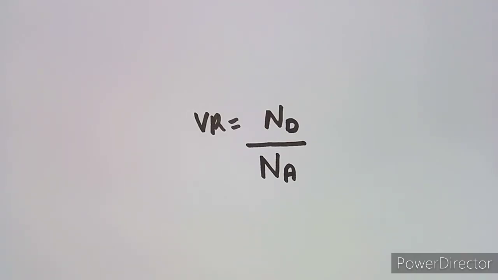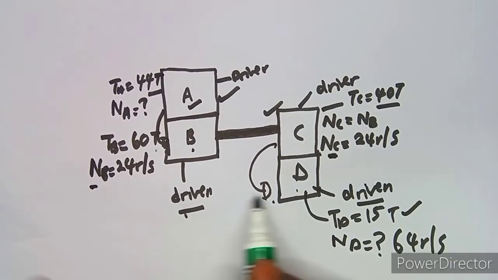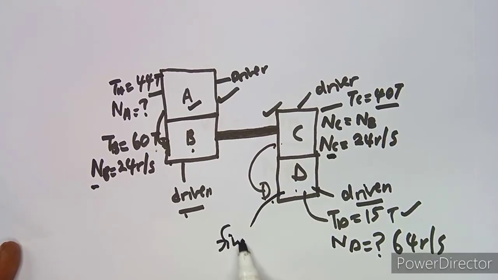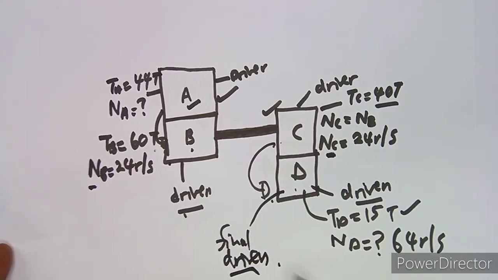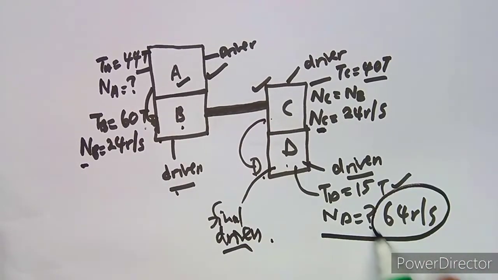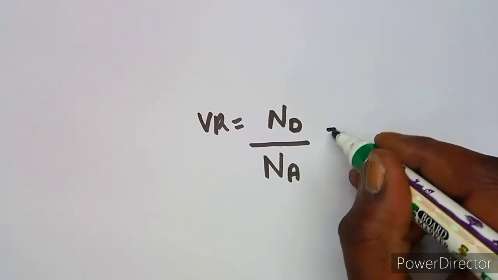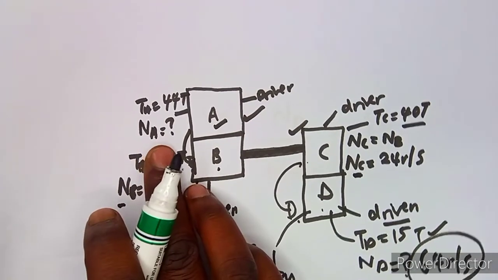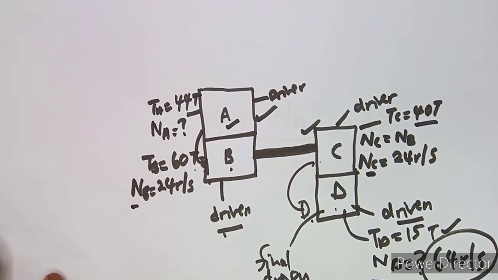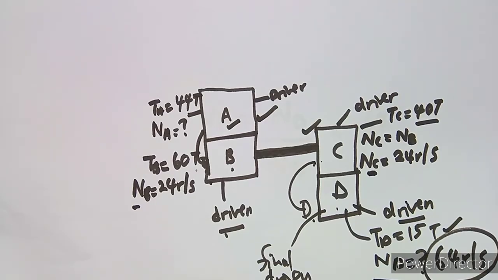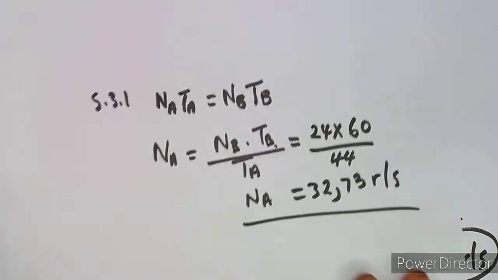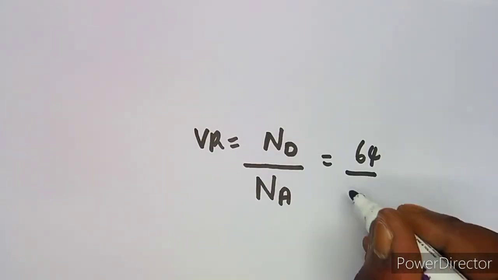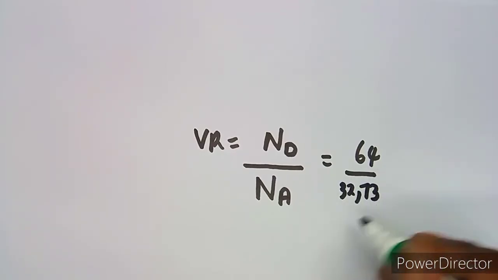So the final driven is your ND here. Remember, A is driving B, C drives D, so this is the final driven, whose rotational frequency is 64 revs per second. So you have 64 revs per second over NA. We calculated this NA, and we obtained something like 32.73. So you're going to divide by 32.73.